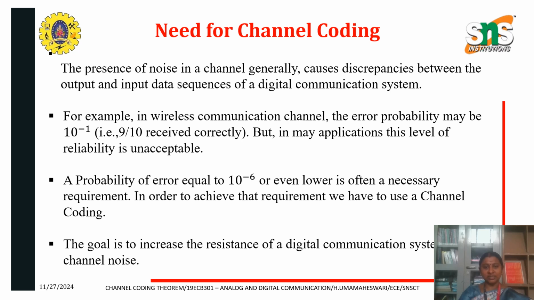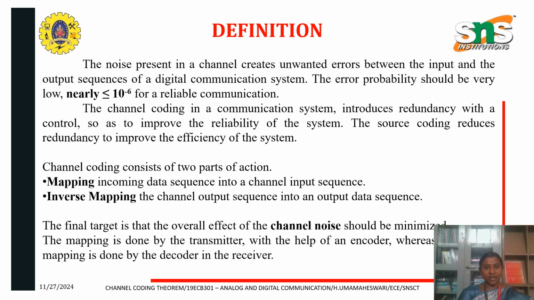The goal is to increase the resistance of a digital communication system to the channel noise. The noise present in the channel creates unwanted errors between the input and the output sequences of a digital communication system. The error probability should be very low, less than or equal to 10 power minus 6, for reliable communication. Channel coding introduces controlled redundancy so as to improve the reliability of a system. Source coding reduces redundancy to improve the efficiency of the system.